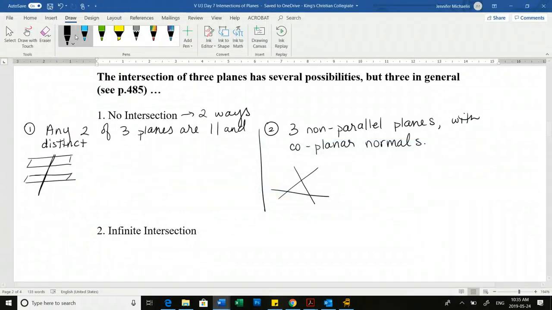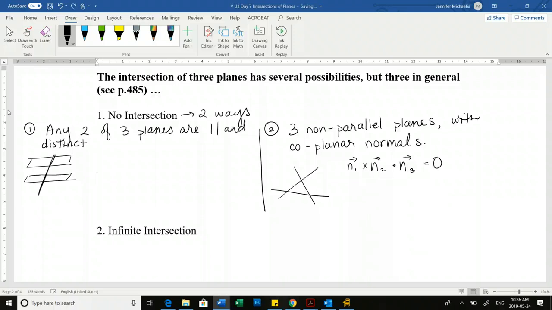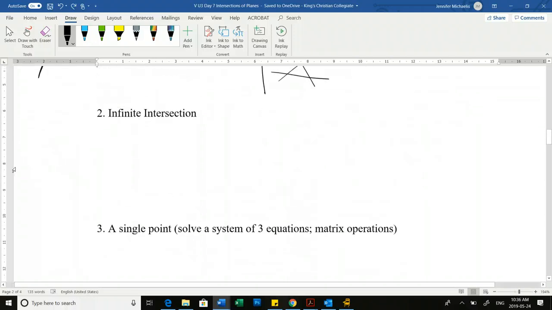That means I can check for coplanar normals. What's the check that we do? I know if vectors are coplanar, a set of 3, the triple scalar product is equal to 0. So the normal from the first crossed with the normal from the second, dotted with the third, would equal 0 if the normals are coplanar. This is a check we start with for a lot of our stuff, just to get an idea of what situation we're looking at. Infinite intersection. This can also happen in 2 ways.